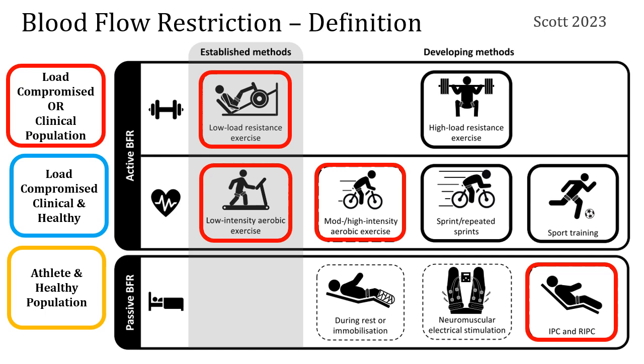When we look at the developing methods, we can see that for the load compromised in clinical populations, there's high to moderate intensity aerobic exercise that is currently under development, as well as IPC or RIPC. This stands for ischemic preconditioning or remote ischemic preconditioning. Remote ischemic preconditioning, meaning that the cuffs are being applied at a certain location, but with the intended benefit being elsewhere within the body. They've looked at this for the heart as well as other organs, and then they've also looked at it from an athletic performance standpoint.